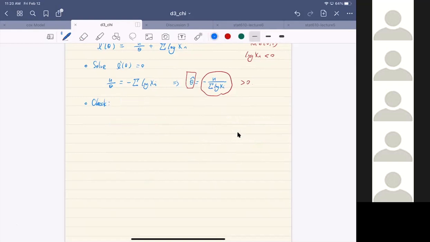So here we have 3 possible candidates for the maximum point. First is theta hat. The second one is the boundary. And there are 2 boundaries. One is 0 and the other is infinity.